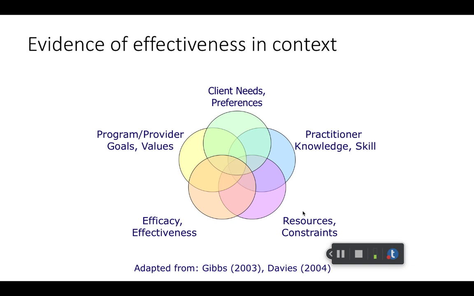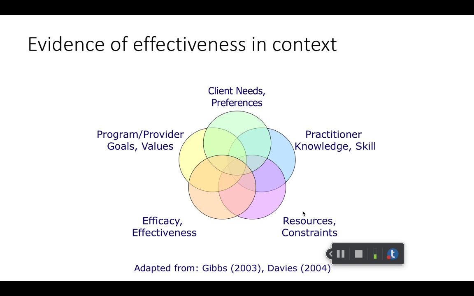So how do we think about this evidence of effectiveness in context? And remember, I said before that decisions based on evidence really have to take into account a number of different topics. We have to take into account the goals of our program or provider, the values that we're expressing. We have to take into account our clients' needs and preferences, what practitioners know how to do, resources and constraints, as well as information on the efficacy and effectiveness of interventions.